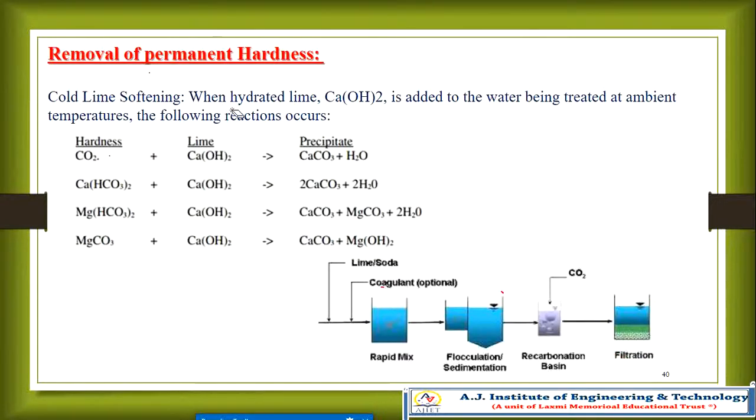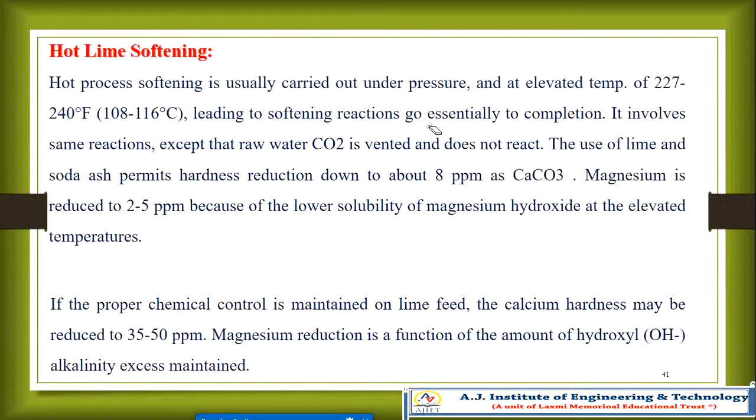What is in the lime soda process? We can say cold lime processing, as well as we have a hot lime processing. In hot lime processing, the temperature is elevated to around 227 to 240 degrees, that is 108 to 116 degrees Celsius.